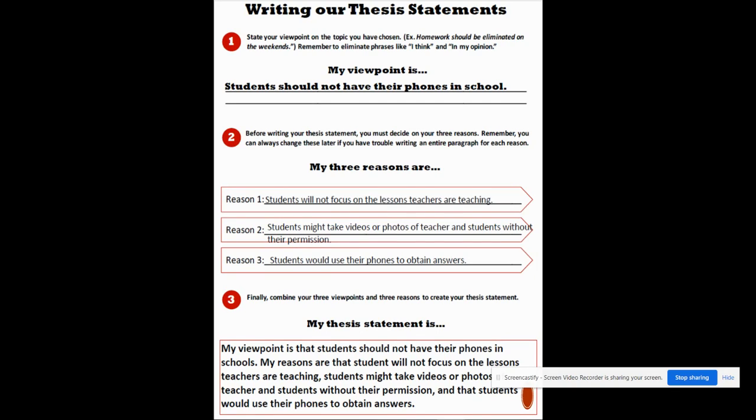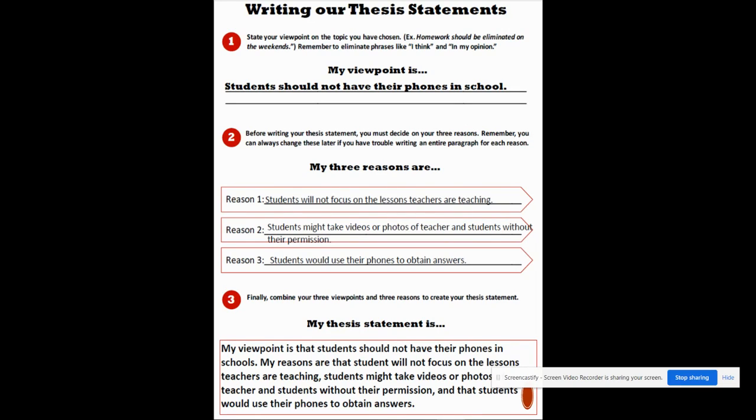So, reason number 1 I chose was students will not focus on the lessons teachers are teaching. My second reason is students might take videos or photos of teachers and students without their permission, which is a big no-no. And the third one is students will use their phones to obtain answers. So, those were my 3 reasons for my viewpoint students should not have their phones in school. Now, I took all of them together and I combined them into my thesis statement. And this is how I started mine.